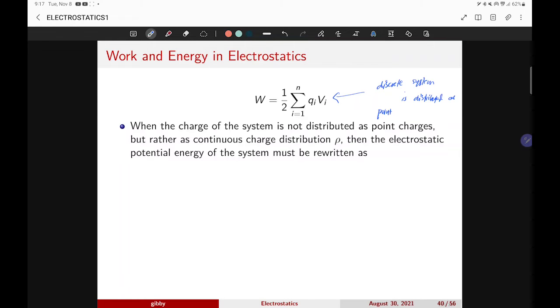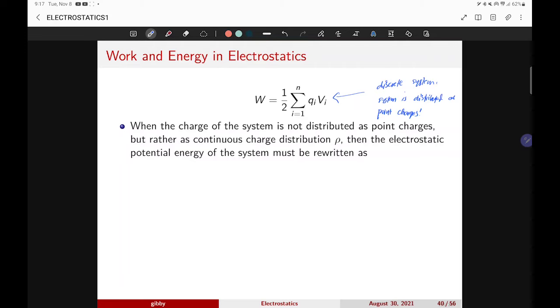This system is distributed as point charges. Okay? So what about continuous systems? Because in reality, we do not always see discrete systems. We can always find continuous systems.